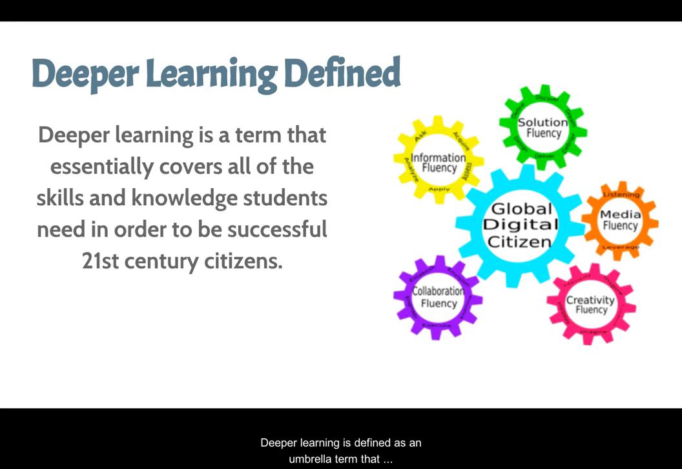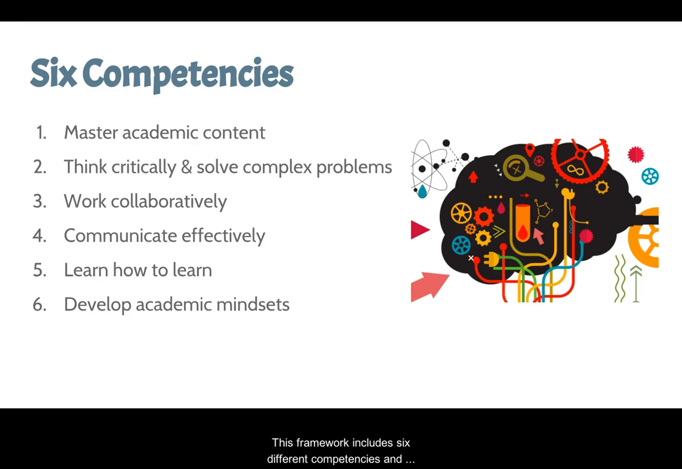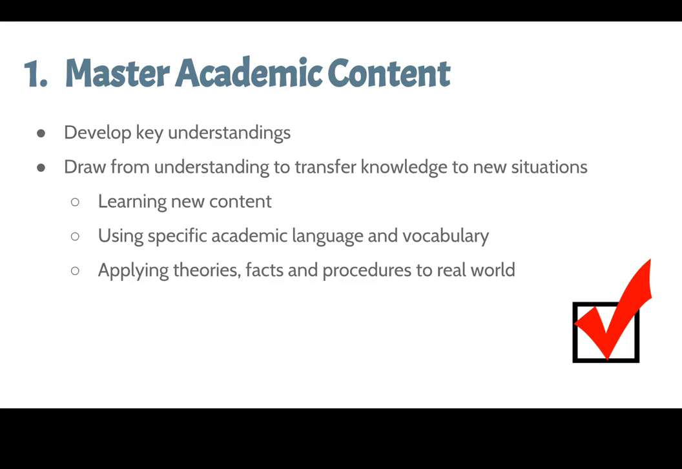Deeper learning is defined as an umbrella term that encompasses all of the different skills that students need to master in order to be successful 21st century learners and citizens. This framework includes 6 different competencies, and each of these work together to help students achieve at high levels. We will look at each competency individually to define it and also describe what that looks like with students.